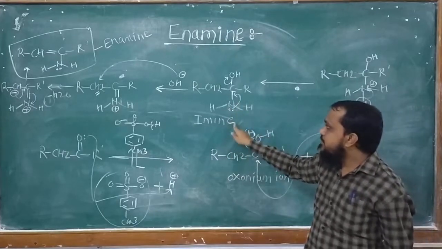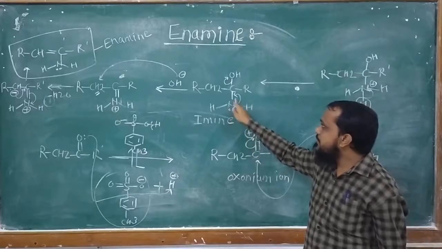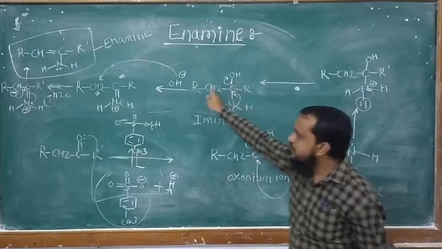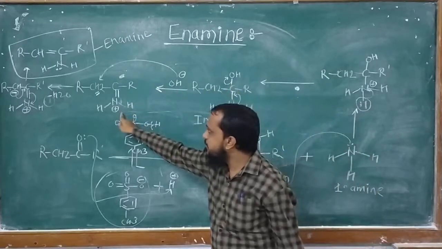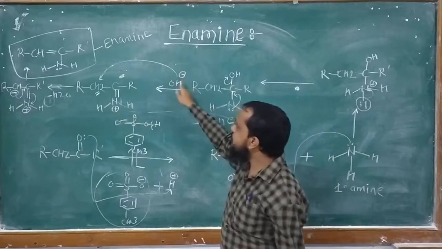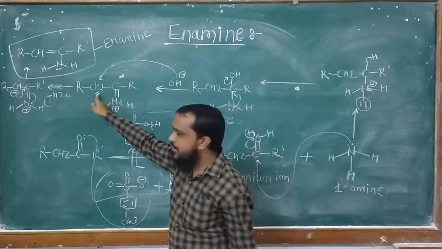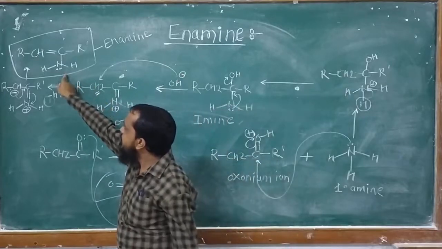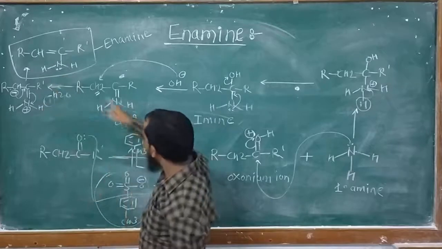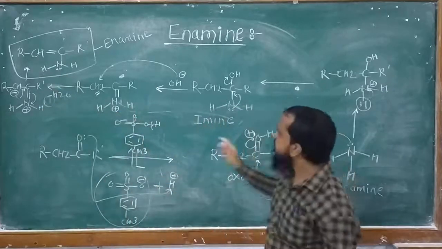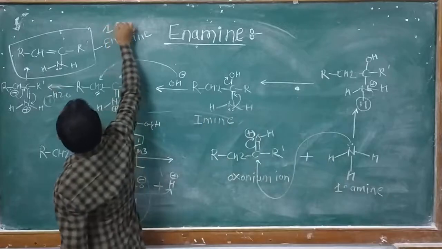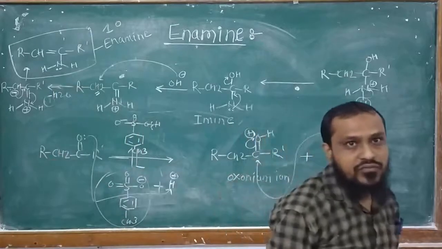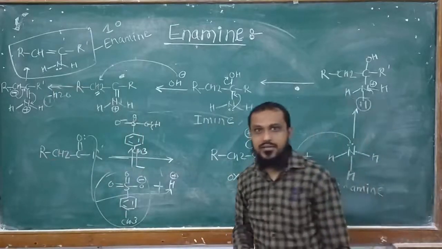When we observe the imine, the lone pair of nitrogen is shifted between nitrogen and carbon atom. Simultaneously the hydroxyl group will be removed and we will form this type of intermediate. Then the base extracts one proton from this carbon atom and we will get our final product, the enamine. Okay, so this is the mechanism of preparation of enamine.